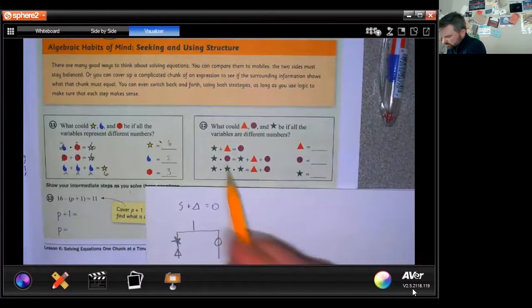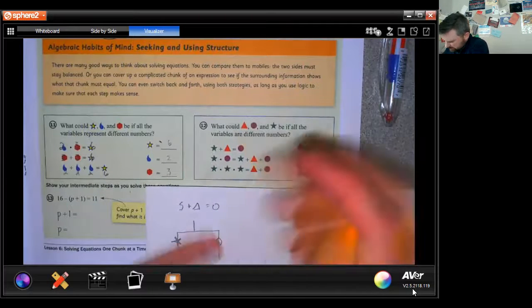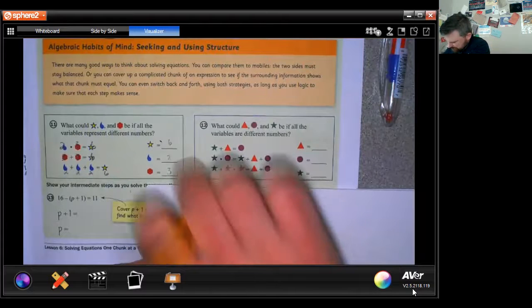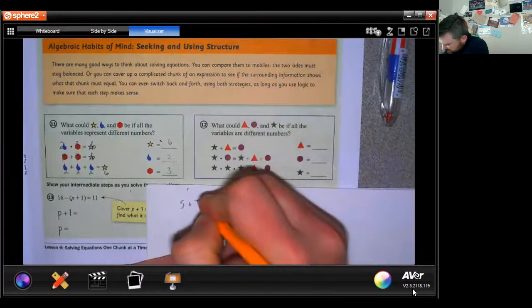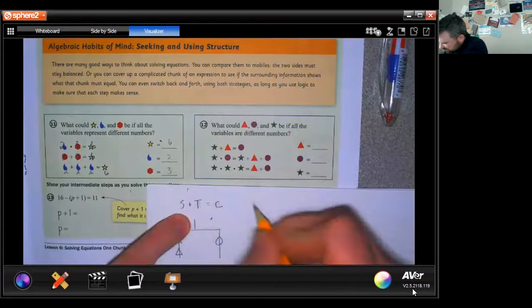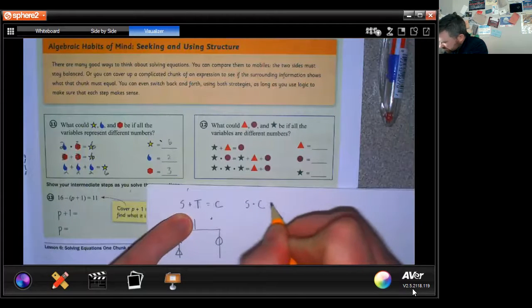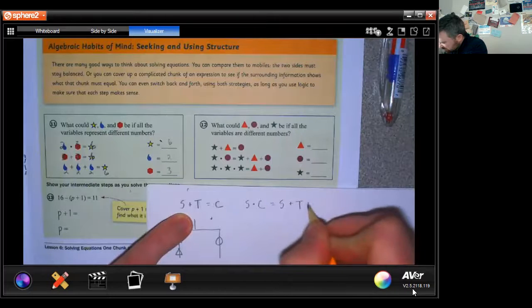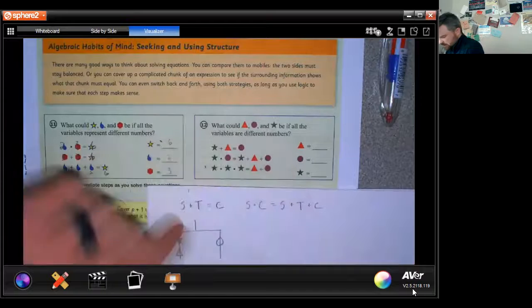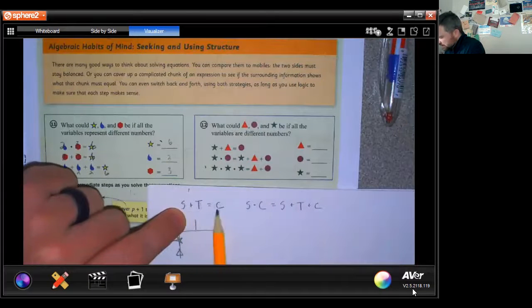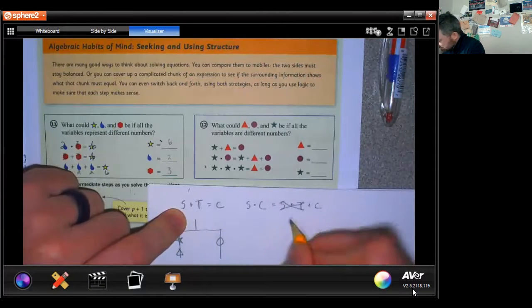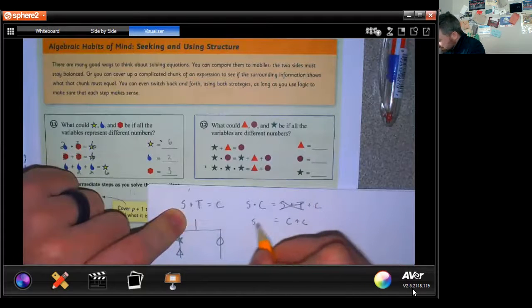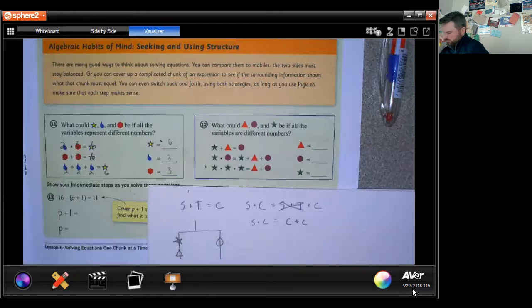Now, it's hard to do the multiplication in this. I meant to use letters here. That's a T and a C. And an S times a circle equals S plus T plus C. So I know S and T equals a C. So instead of writing this, I could write a C. C plus C equals S times C. So be careful with that.